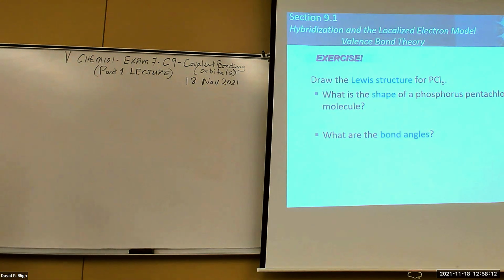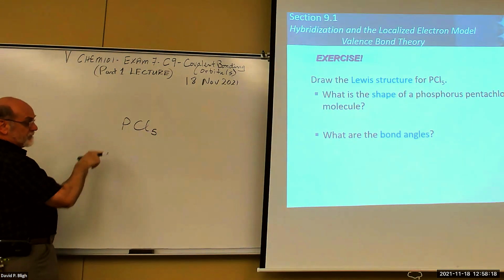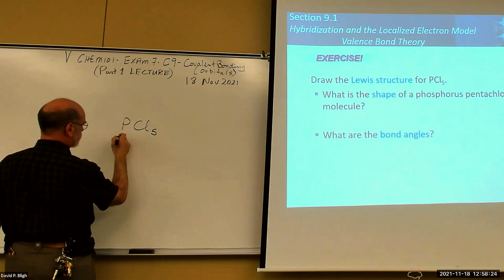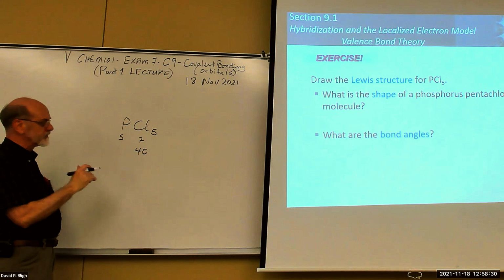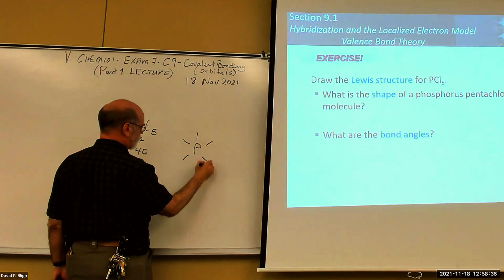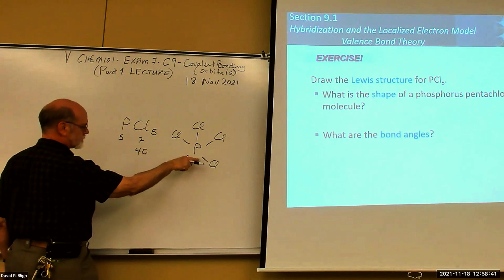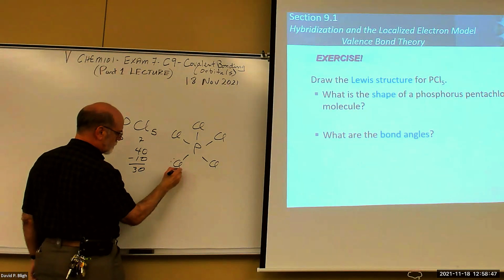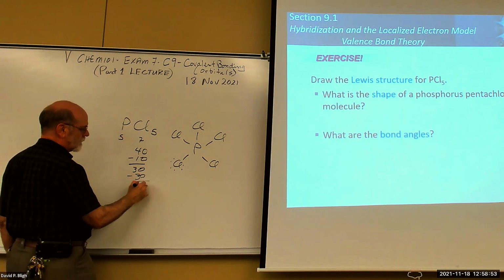Okay, how about PCl5? PCl5. We need to, phosphorus is 5 and 7 each here, so that's 35 and 5 is 40 valence electrons. So phosphorus, and then we have 1, 2, 3, 4, 5 chlorines. Okay, 2, 4, 6, 8, 10. Needs 30 left over. 6 more around each chlorine means 30.